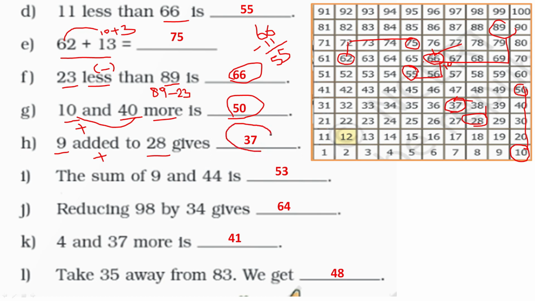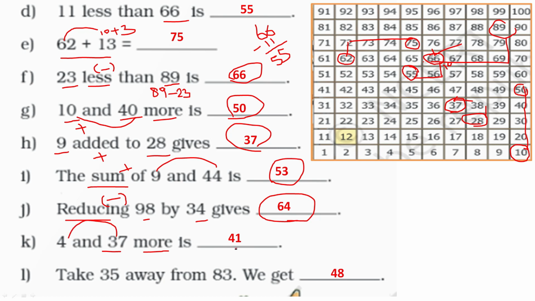Correct? The sum means plus. 9 and 44 plus you will get 53. Reducing 98 by 34. Reducing means minus. Subtract. 98 minus 34. The answer is 64. 4 and 37 more. More means plus. So 37 plus 4. The answer is 41.